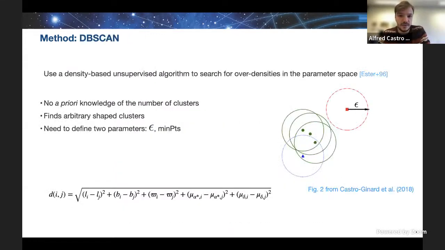Then in each of these regions, we run the HDBSCAN methodology. This is a density-based and unsupervised algorithm. We chose HDBSCAN because it requires no a priori knowledge of the number of clusters. So we don't know how many clusters we're going to find, and we need this feature in our methodology. It can find arbitrarily shaped clusters that can account for projection effects as well. So we may not see a nice Gaussian shape if we account for projection effects. And the thing is that we need to define two parameters. One would be epsilon, and the second one would be the minimum number of points for us to consider a cluster.